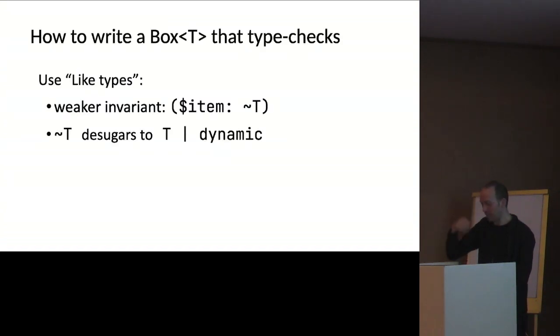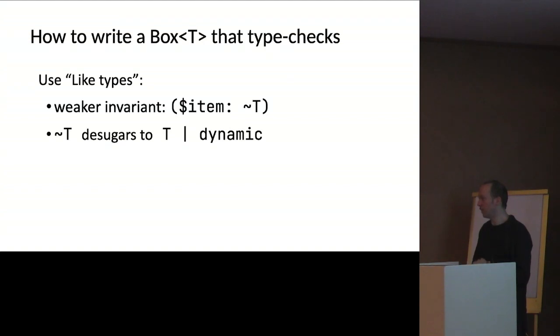That's a clap for how sound we are, but I think they should withhold their applause until we add back some expressivity. So the way that we did this is with like types. And so if users can't write types that tell the truth when they say that item is of type T, maybe they can tell the truth when they say that item aspires to be of type T. So when we put this tilde in front of something, we pronounce it a like type. A weaker invariant is that item has type like T. And this is just sugar for T or dynamic.